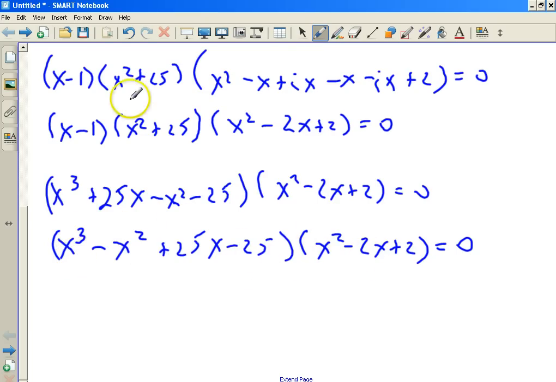So instead of 4 terms, you're going to get 12. Aren't you going to get 12 products? Right? 2 by 2 will be 4 products. 3 by 4 will be 12 products.